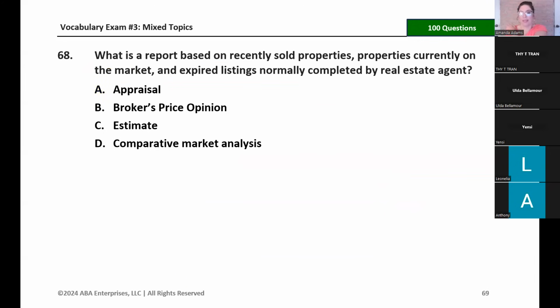All right. Number 68. What is a report based on recently sold properties, properties currently on the market, and expired listings that's normally completed by a real estate agent? What do we call that? And we typically do it for free. What is that?